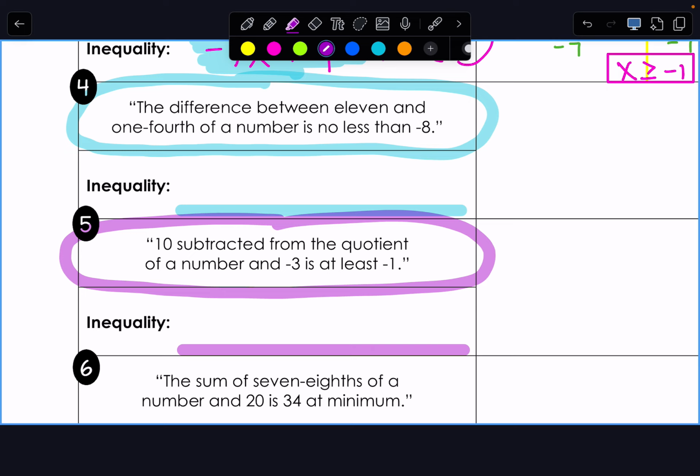Miss, is that right? The difference between 11 and a number is no less than. 10 subtracted from is at least. That looks really good. Can you help me on number 7? A number decreased by 19. So it's like x minus 19, all of it divided by negative 6.